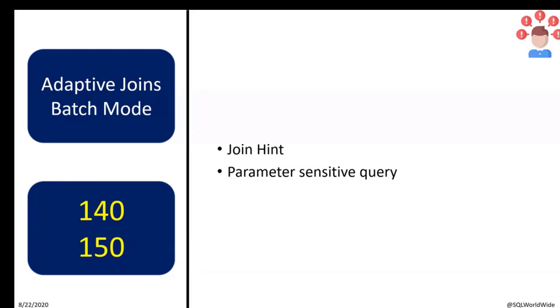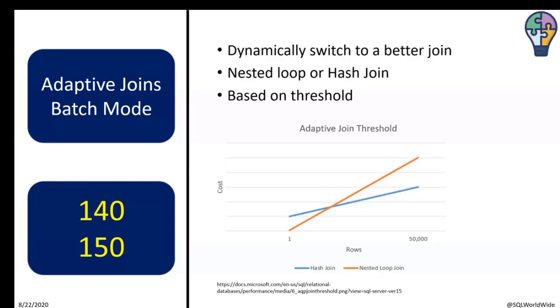So now with adaptive join, on the fly SQL Server is going to decide if I'm going to do a nested loop join or a hash join, looking at the outer table, and it will have a threshold based on which it decides on the fly. And this is only in 2017 and 2019. You do not have to make any changes in your query.